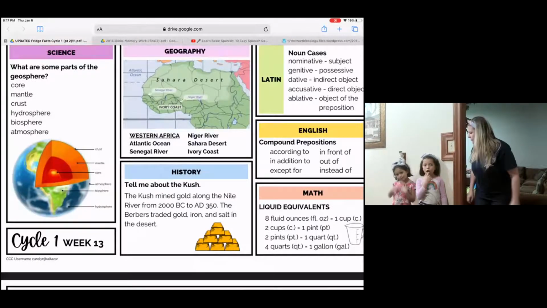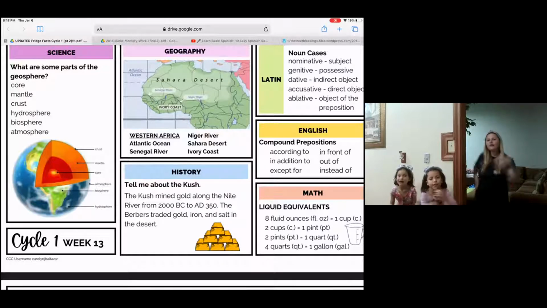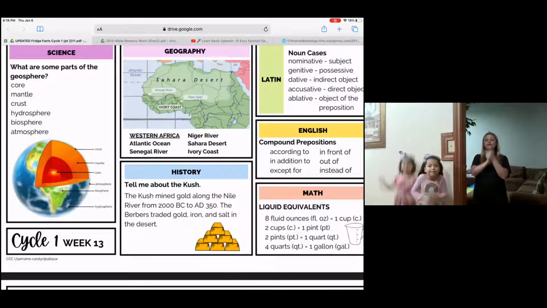We start low to the ground. Compound prepositions: according to, in addition to, except for, in front of, out of, instead of. Compound prepositions: according to, in addition to, except for, in front of, out of, instead of.